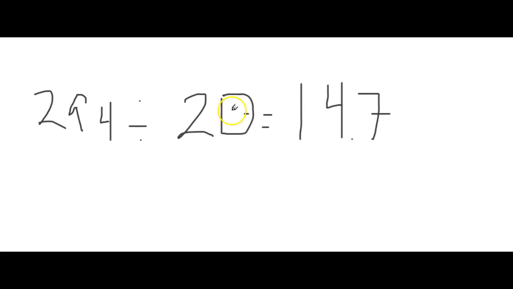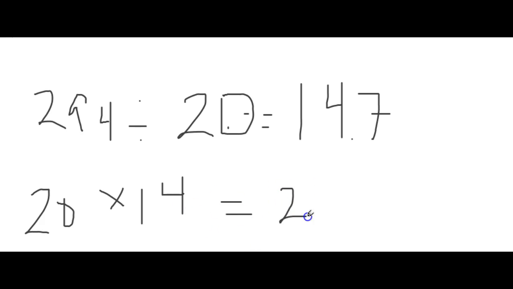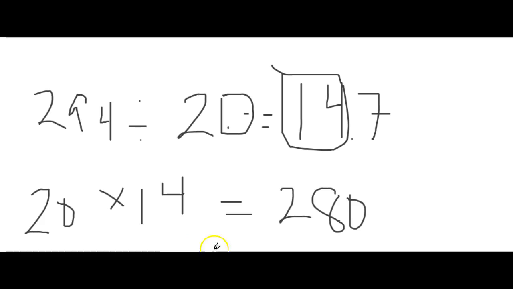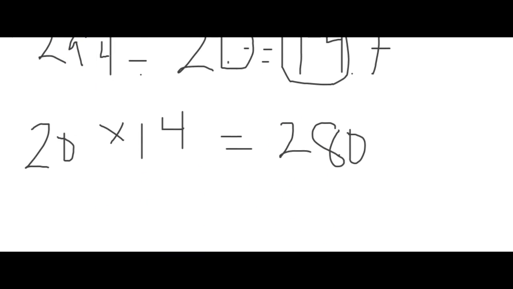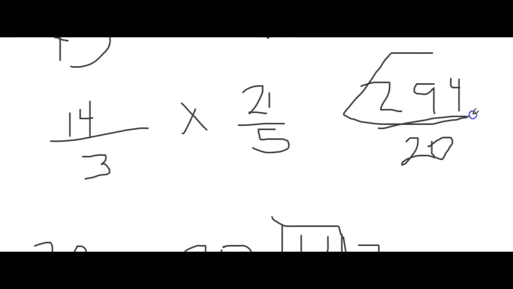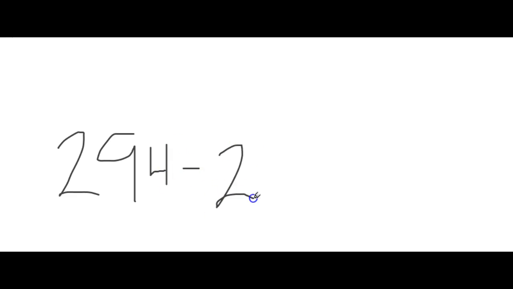Now I'm going to multiply 20 times 14 to see what that gives me. 20 times 14 gives you 280. So remember, 14 is going to be the whole number to my answer. I need to figure out this next part. I'm going to take this 294 that I got from multiplying 14 and 21, and I'm going to do 294 minus 280, and that answer is 14.